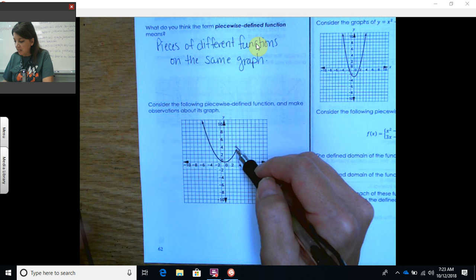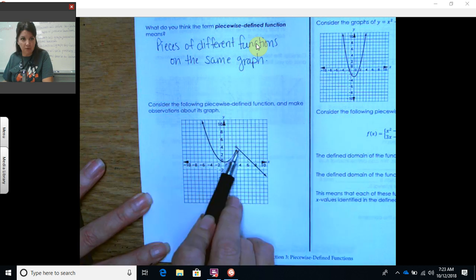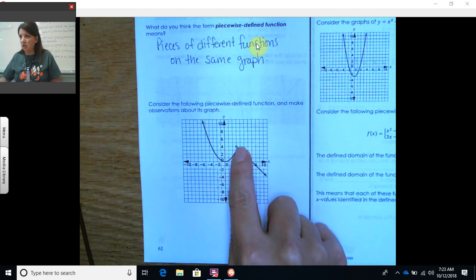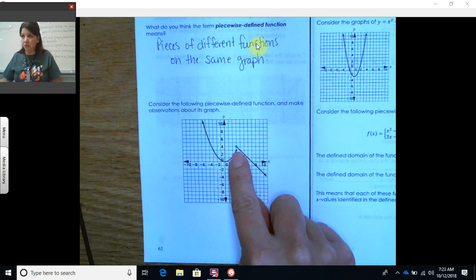And basically, your domain is everything greater than 3, but does not include 3. It's like in the inequality symbols, how we have greater than or equal to. This would be like a greater than, not a greater than or equal to, okay? It's a greater than or equal to or less than or equal to when it's closed. That means it includes that number.